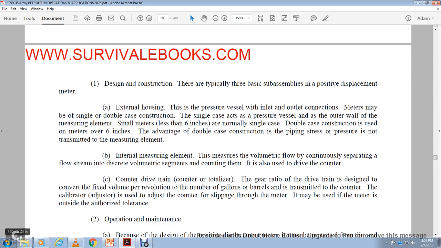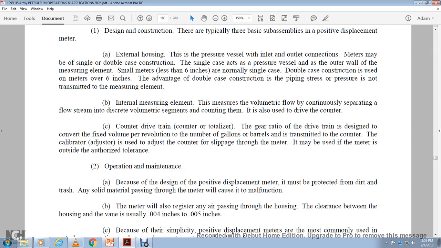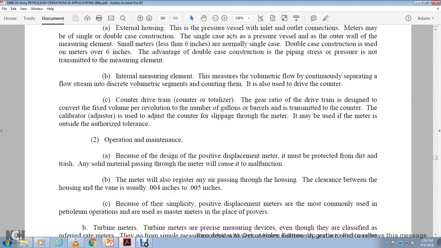The meter also has an authorized tolerance. Operation and maintenance: the positive displacement meter must be protected from dirt and traffic. Any solid material passing through the meter will cause a malfunction. The meter will register any fluid passing through the housing. The clearance between the housing and the vane is usually 4,000ths to 5,000ths of an inch. Because of the simplicity of positive displacement meters, they are the most commonly used in petroleum operations.